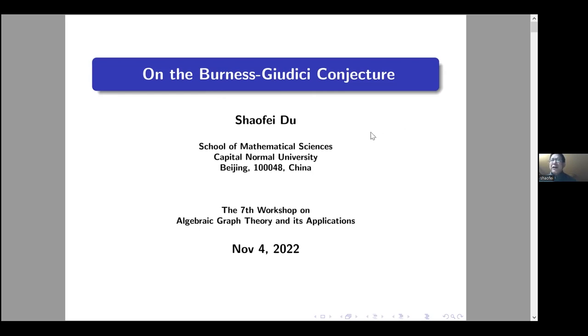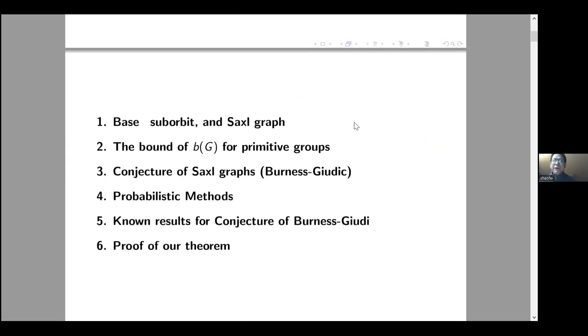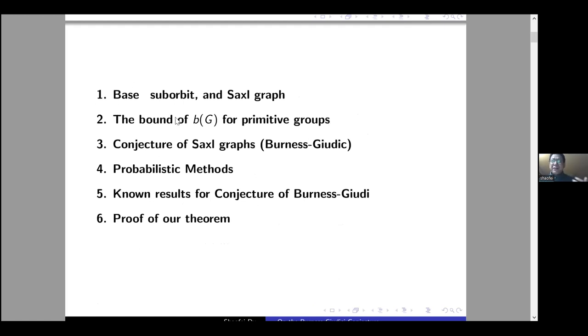In this talk, I would like to talk about one conjecture, the Burness and Giudici conjecture in permutation group theory. I have six small topics in this talk. First of all, I introduce some basic definitions for base, suborbit, and structure graph, and talk about some bounds for the base size BG. Then we talk about the conjecture on the structure graph. This was posed by Burness and Giudici. And I say something about a probabilistic method in permutation group theory. Then we review some results about this conjecture. Finally, we talk about our work.